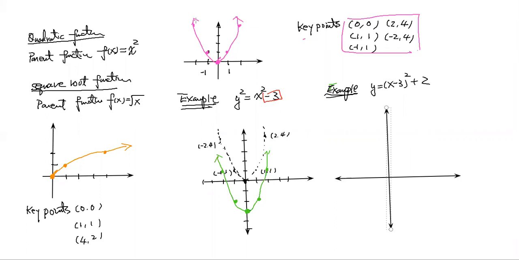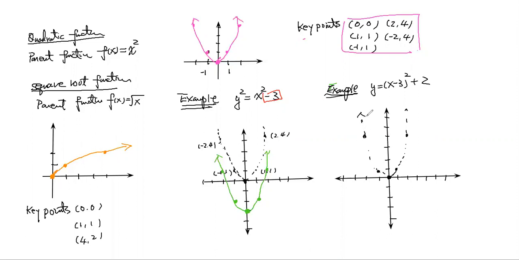Okay, so now this is 1, 2, 3, 4, 5, 6, 1, 2, 3, 4, 1, 2, 3, 4, 5, 6, 1, 2, 3, 4. Okay, so still do the parent points, right? 0, 0, 1, 1, negative 1, 1, 2, 4, negative 2, 4 here, right? So this is my parent function here. So put the dotted lines here.